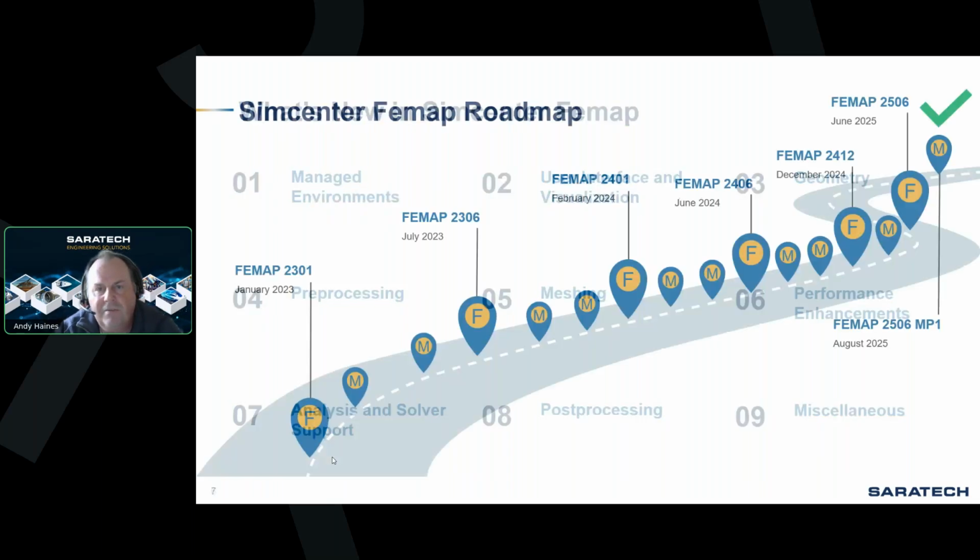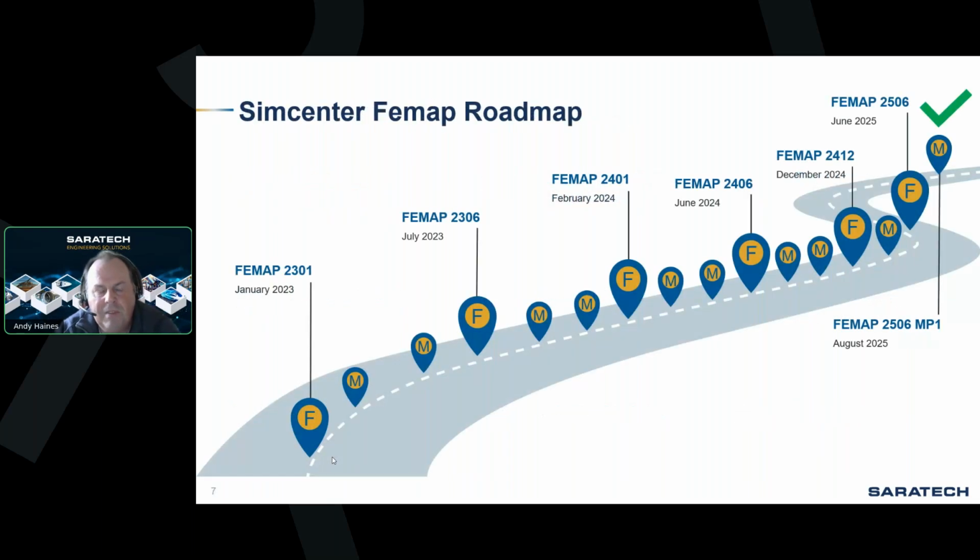All right, so just a little bit about the Femap roadmap. We're not really going to cover anything outside of the versions that you see here. Just know that the current version of Femap is 2506, which was released in June, and then there's already been one maintenance pack for it that was released in August. So, that's just where we're going. And then, of course, the next version will be 2512, which will come around the end of the year.